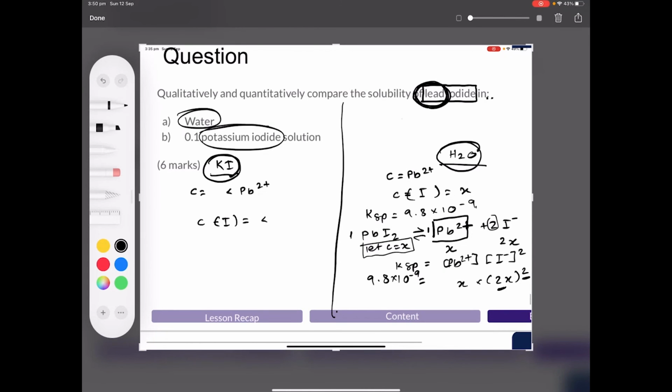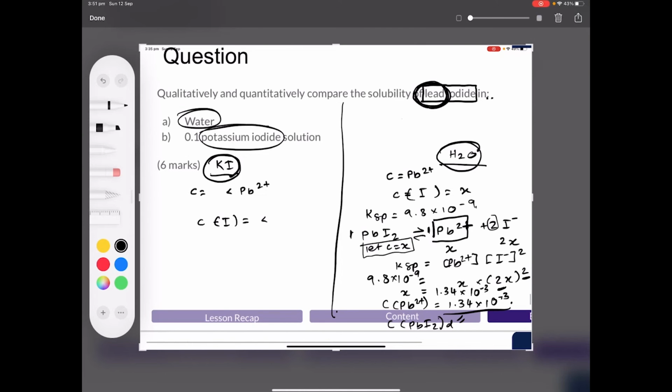I got 1.34 times 10 to the negative 3. Yep, good, same. And what does X mean? It's your molar solubility of lead. So we write that the solubility of lead is that value. You can even say the concentration of lead iodide that actually dissolved is equal to that same value as well, because it's a 1-to-1 ratio. Feel free to do that as well. Good, so you've got that value here.